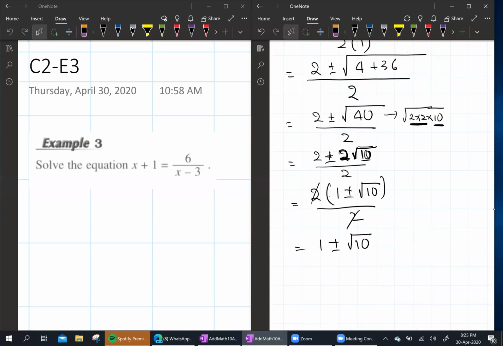In your exam, you can either give your answer like this, or you can convert this root 10 into non-root. So you use your calculator. 1 plus minus root 10 is how much? Root 10, you press your calculator: 3.162.